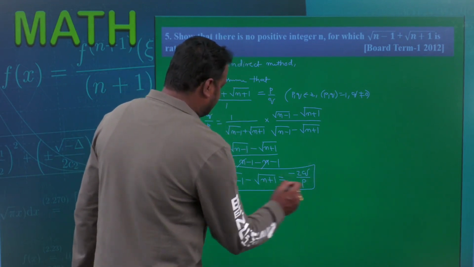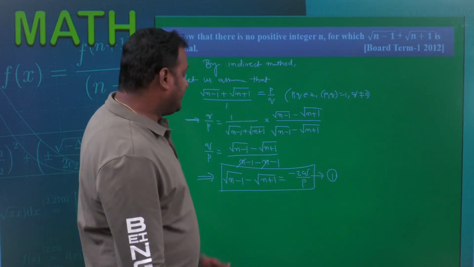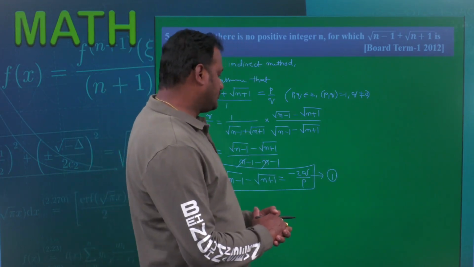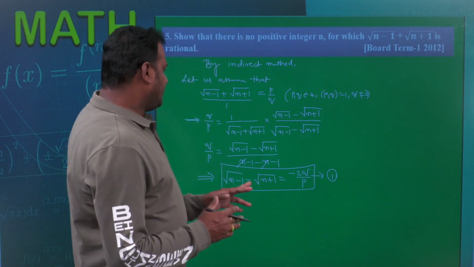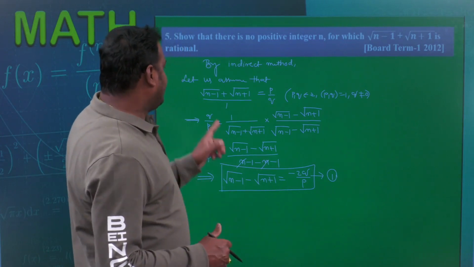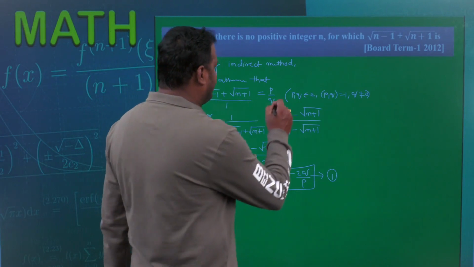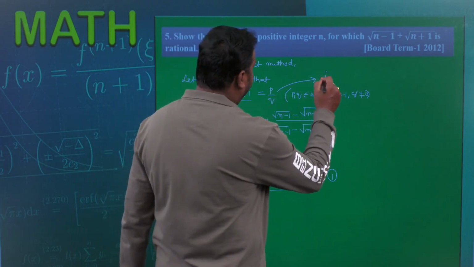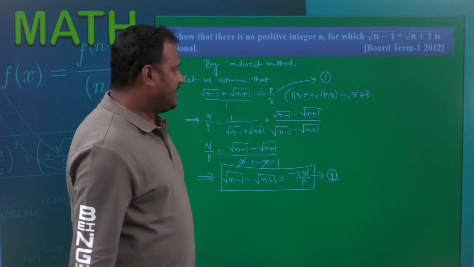Got it? This is the first one. Root over n minus 1 minus root over n plus 1 is equal to minus 2q by p. See here, this is one equation, and root over n minus 1 plus root over n plus 1 is equal to p by q is there. Let me take this as the first equation and this as the second equation. These are the two equations.